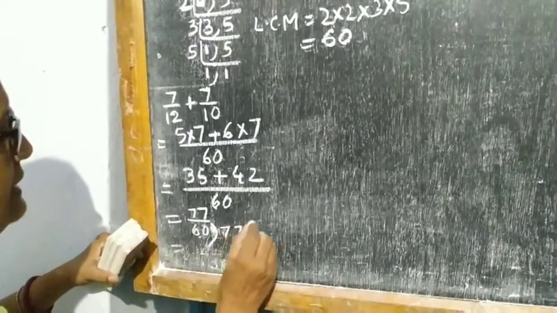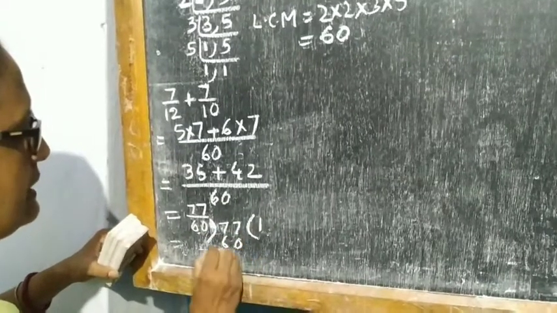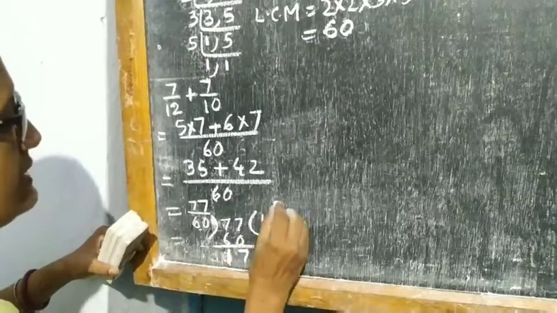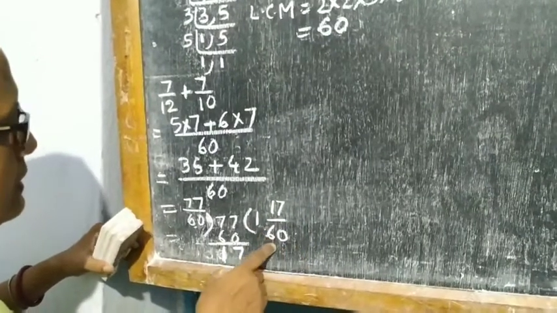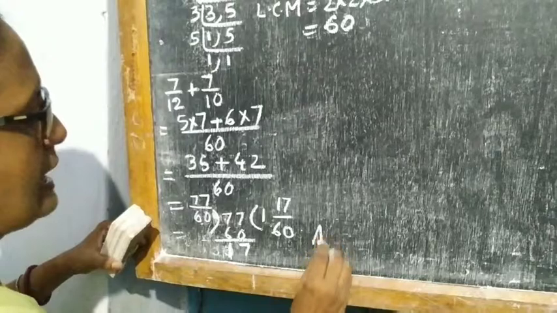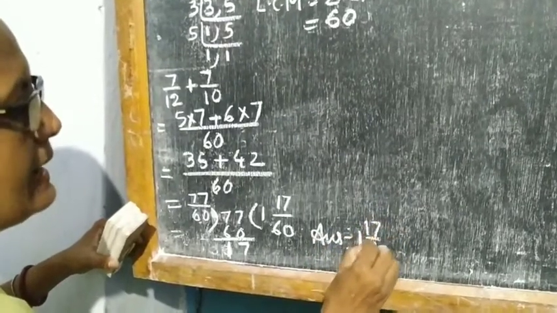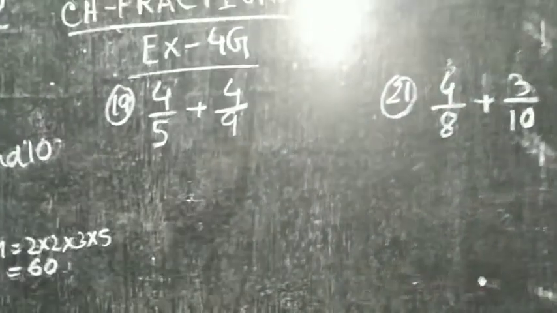So you have to divide 77 by 60. So 60 ones are 60. 7 minus 0, 7, 1. So 17 will come in the numerator and 60 will come in the denominator. So answer 1 17 by 60.